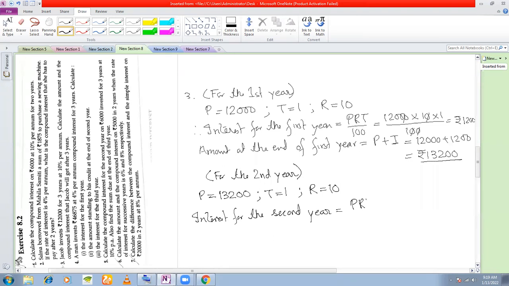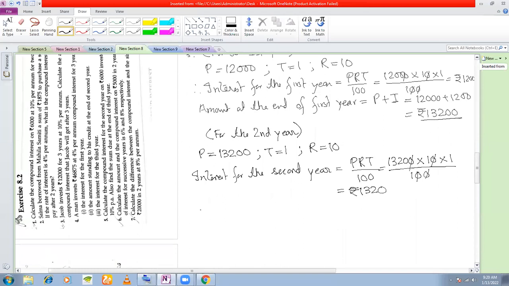PRT by 100. Now put the values. Principal here is 13,200. Rate here is 10% and time here is 1. Okay, so you cancel 1 0 and you cancel 1 0 here. So you get rupees 1,320 as your interest for the second year.